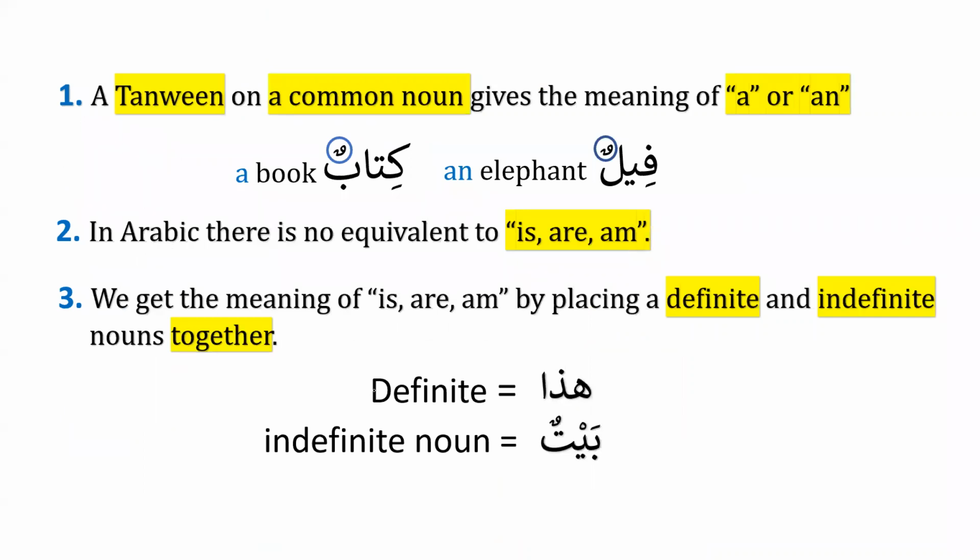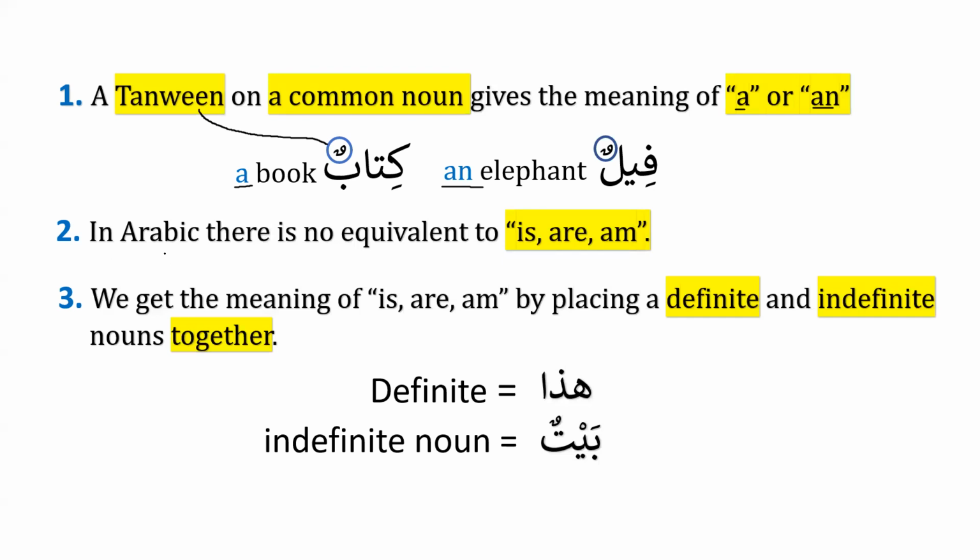Now, if you remember, we discussed in detail that tanween can be dhammatan or fathatan or kasratan. So when we have a tanween on a common noun, an-nakira, as we know, an indefinite common noun, it gives the meaning of a or an. So how do we get the meaning of a or an? In Arabic, we don't really have anything that can be compared to a or an, so that's why we have to use this tanween. So when we say kitabun, it means a book, and filun, it means an elephant, as we can see over here.